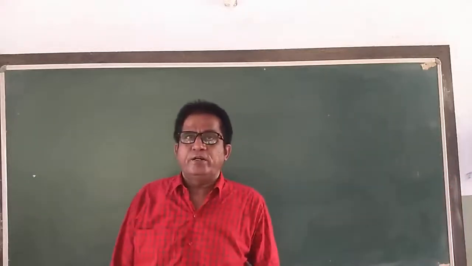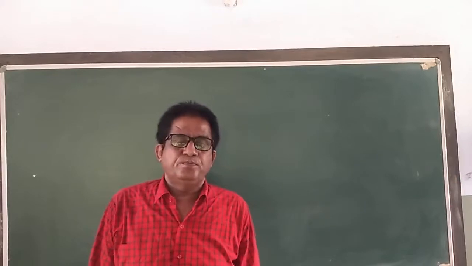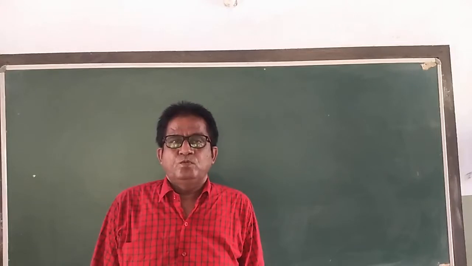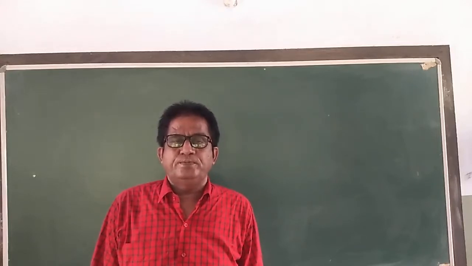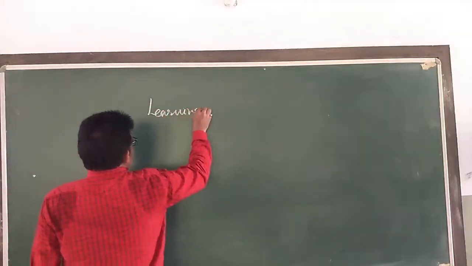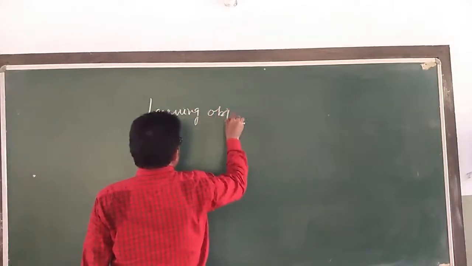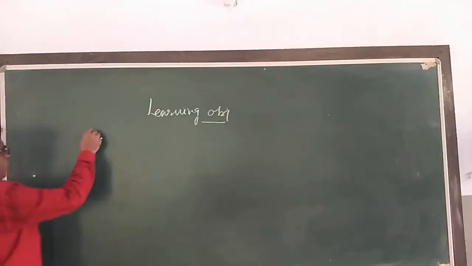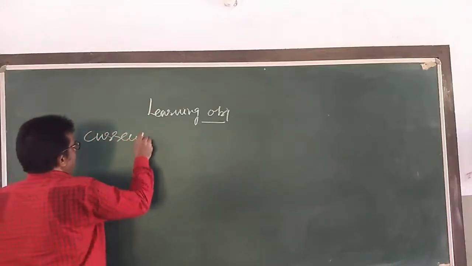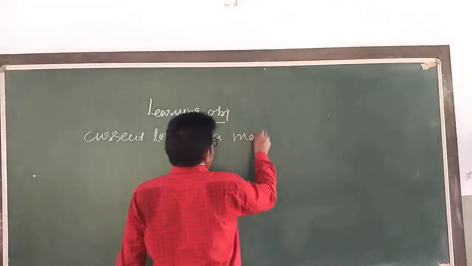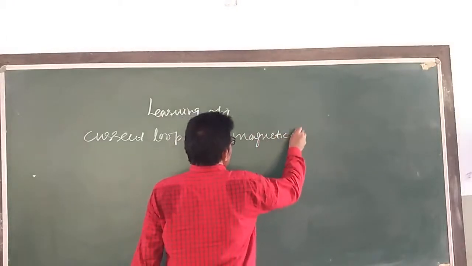Hello, my dear children. Now again we are here to see some more new topic of our unit three. Today's learning objective that we are going to learn is current loop as a magnetic dipole. Current loop is a magnetic dipole.